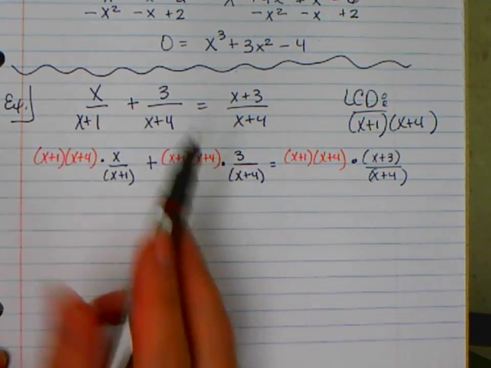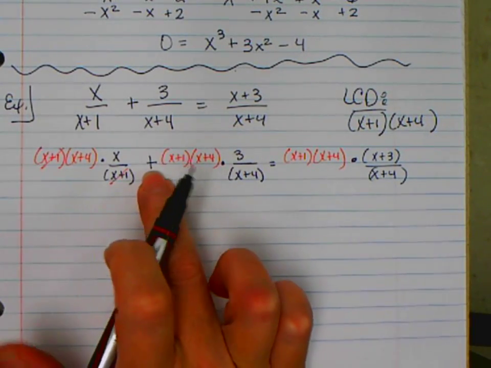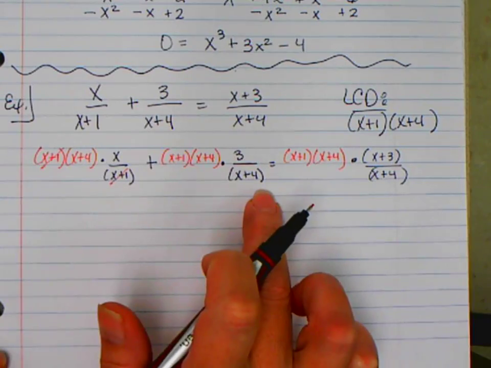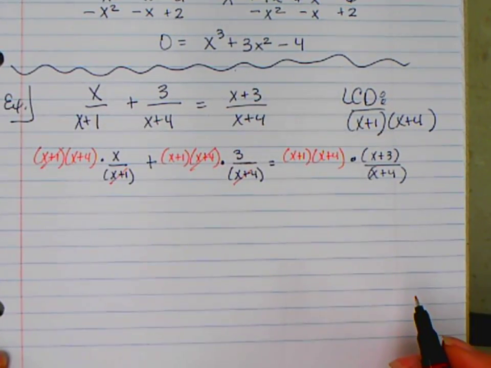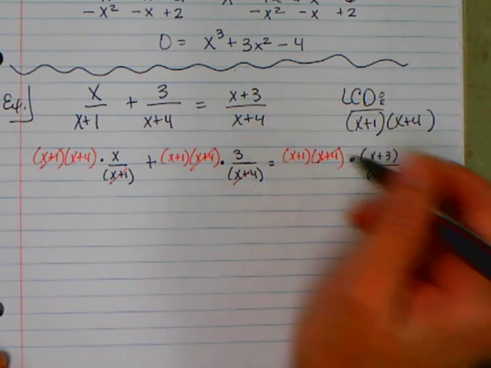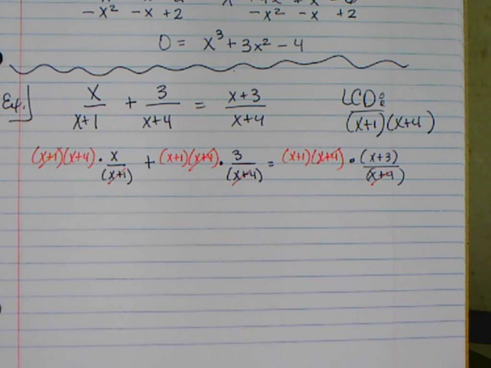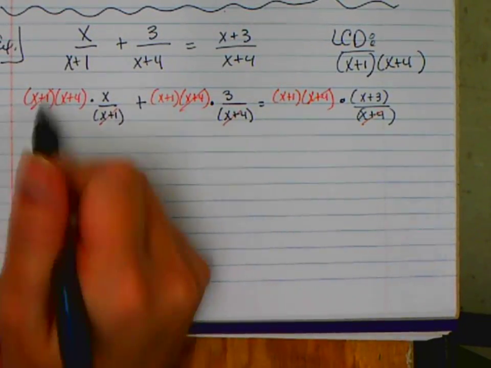Okay, so my first fraction, x plus 1 and x plus 1 reduce, plus, and my second product here, x plus 4 and x plus 4 reduce. And then on the right side of the parentheses, x plus 4 and x plus 4 reduce. All right? So here we have what's left.